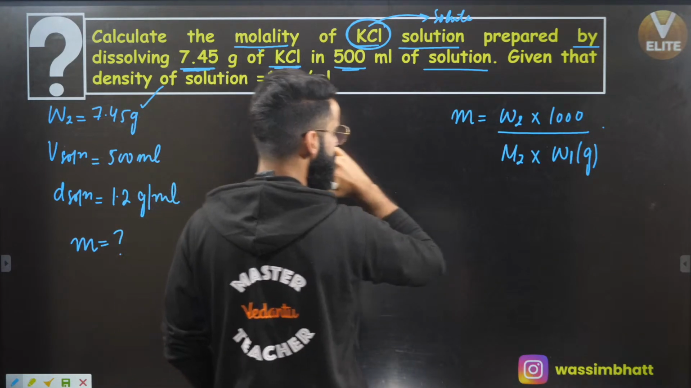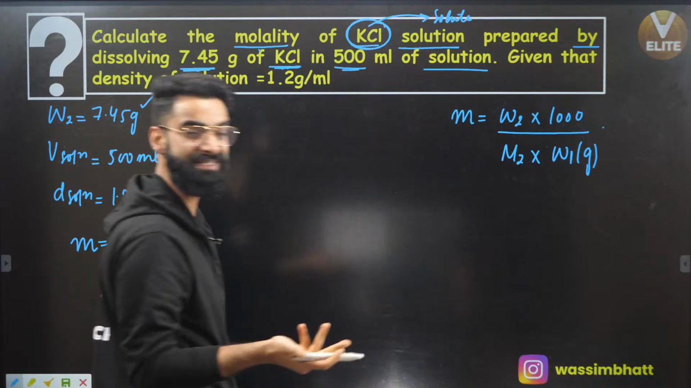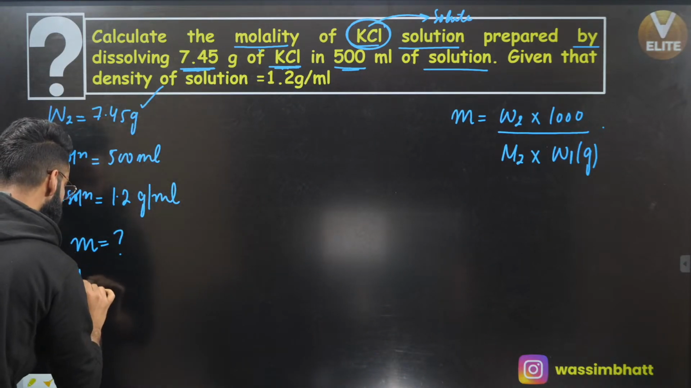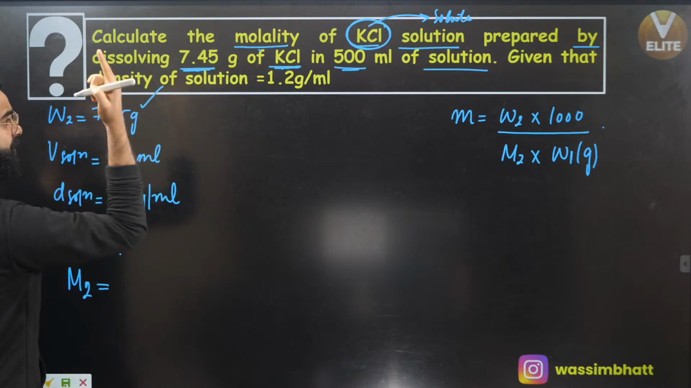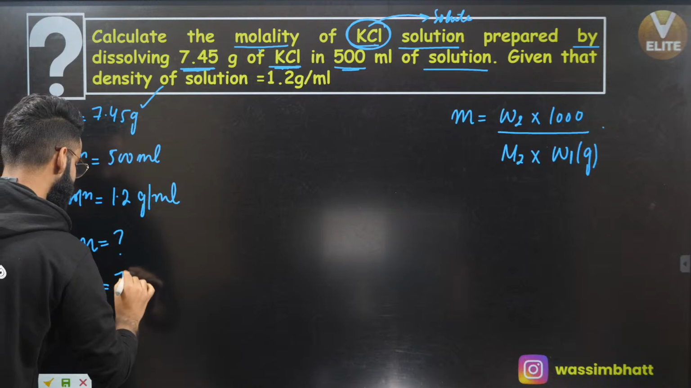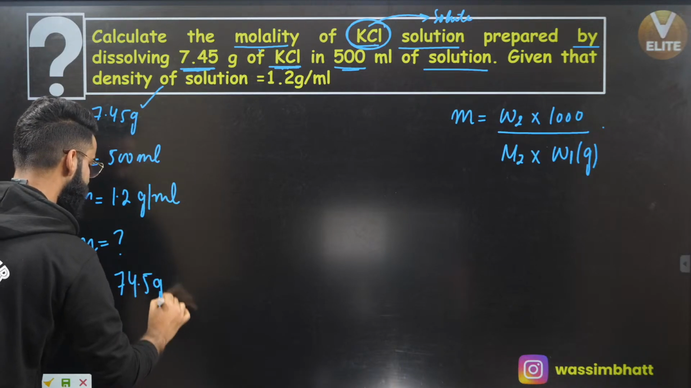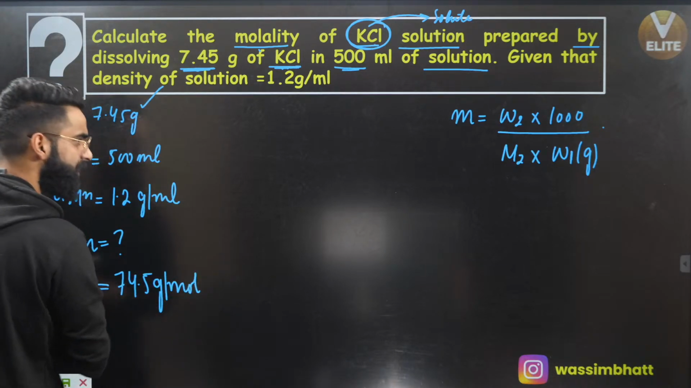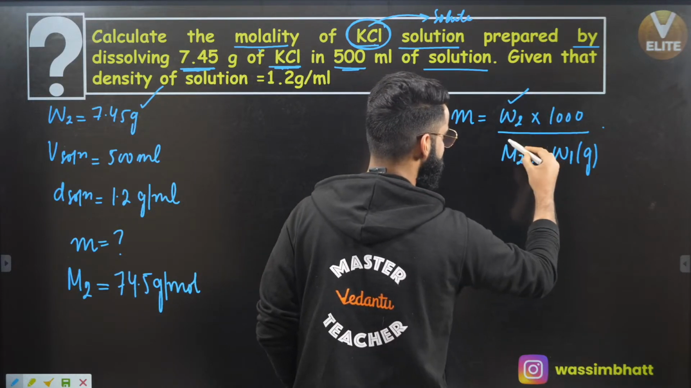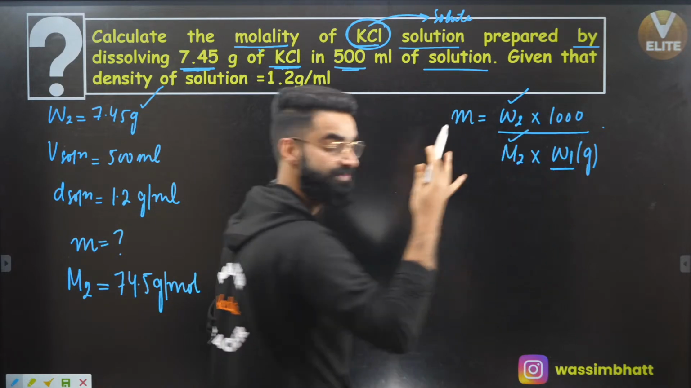Well, do I know the value of W2? Yes, I know the value of W2. Do I know the value of M2? What is M2? M2 is molar mass of solute. Solute is my KCl. So M2 is the molar mass of KCl. Potassium is 39, chlorine is 35.5. So you get the value 74.5 grams per mole. Yes, you have the molar mass of solute as well. But see, this term is given to me. This term I got. But I do not know the mass of solvent yet.